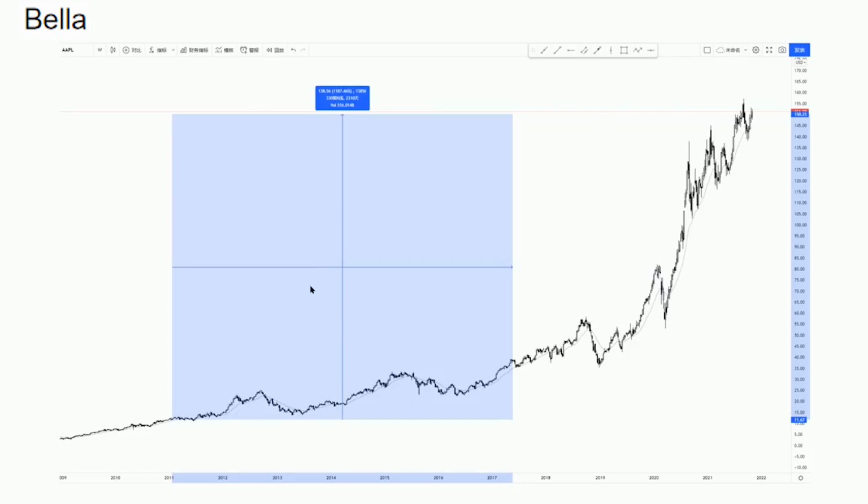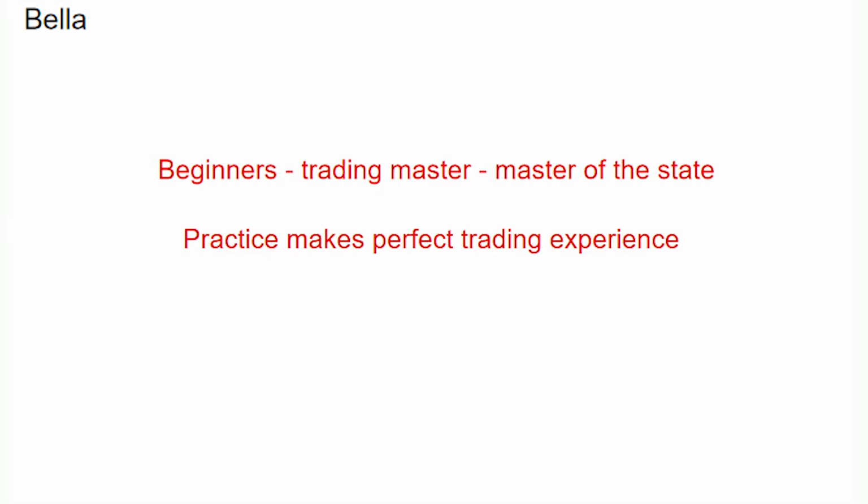Last but not least, some friends ask why it is so easy for you to read the graph and find the key patterns and signals, K-line, to make a trade, while I read the graph slowly and can't find the key information to make a trade and I have no confidence. I answered this question in the previous video, and this is actually the result of the difference in trading experience.